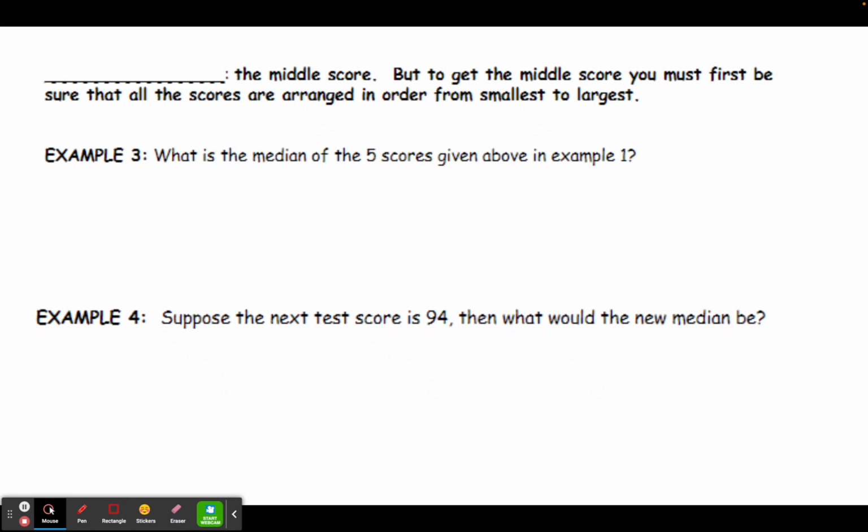Now, another way that we sometimes calculate an average or a typical value is by finding the median. And the median is a middle score. To find the middle score, you must first be sure that all of your scores are arranged in order from smallest to largest. So in example 3, they're asking us to find the median of the 5 test scores given in example 1. I'm going to rewrite those 5 test scores in order. Notice those 5 scores are now listed from smallest to largest.